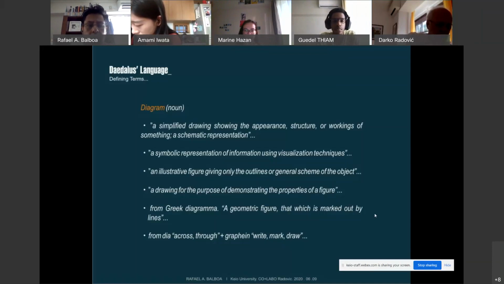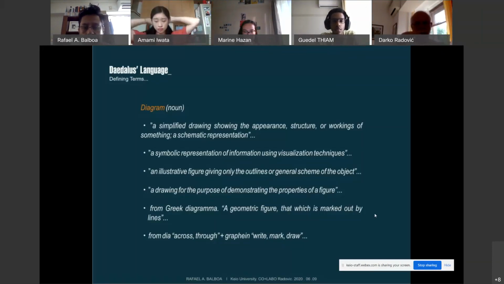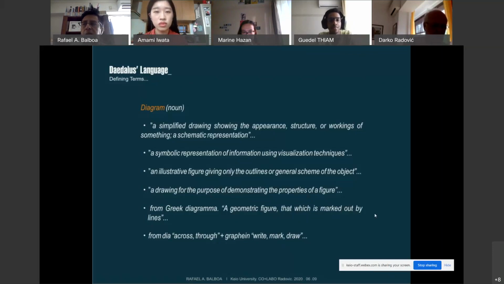But we have some interesting keywords there to pay attention to, like simplifying. I think that's one of the important things, and the appearance, how it looks, how it's structured. Then it also says a symbolic representation of information using visualization techniques. So it talks about techniques, for example. I think that's very important because techniques are something that we can learn. It's something that we can acquire by different kinds of usage of programs, or sometimes even our personal sensibilities that we add to these presentations.